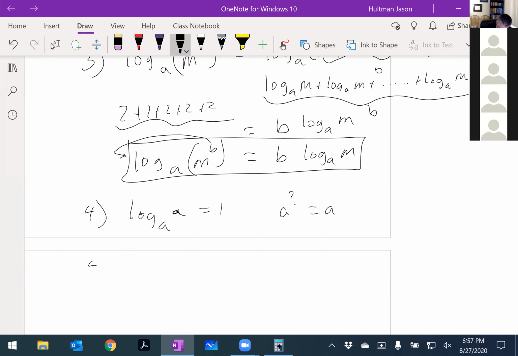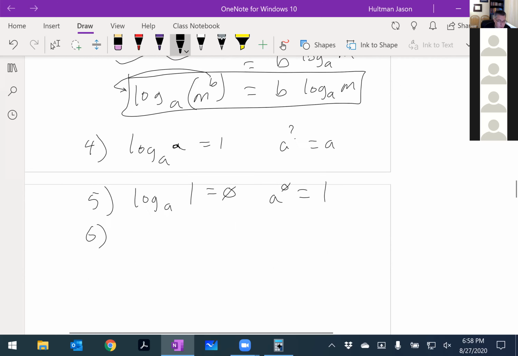So let's do number 5 here. Log base a of 1 is equal to what? Log base a of 1, anything to what power is 1? 0, exactly. So this is 0. Okay, number 6.